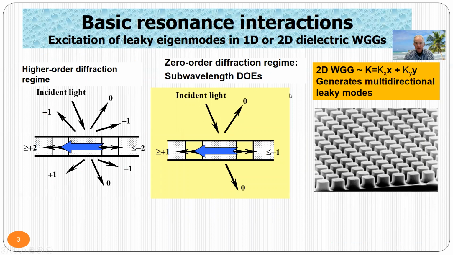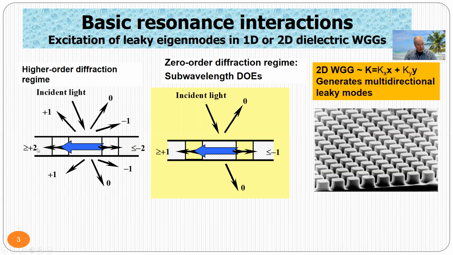So here is a summary of the basic resonant interactions that occur on periodic waveguide gratings. In fact, the fundamental resonance effect is based on the excitation of leaky eigenmodes that appear in one-dimensional or two-dimensional dielectric films. When we have a low spatial frequency grating, namely a large period relative to the wavelength, an input wave scatters plane waves in multiple directions as shown here, and these integers indicate the diffraction order number.